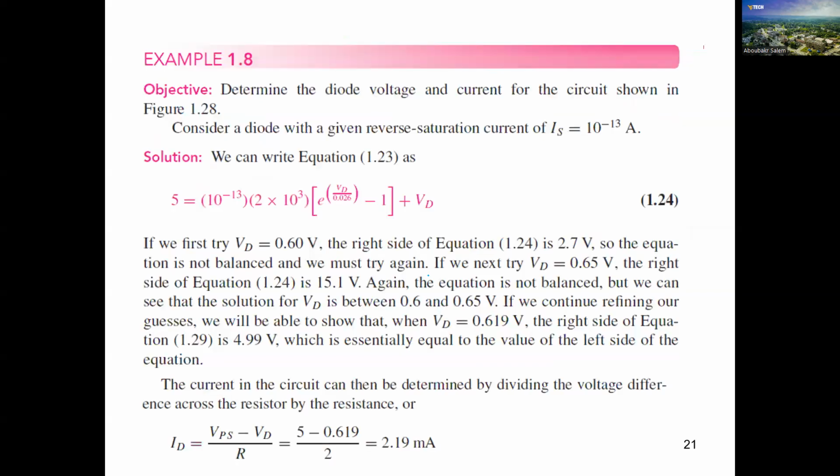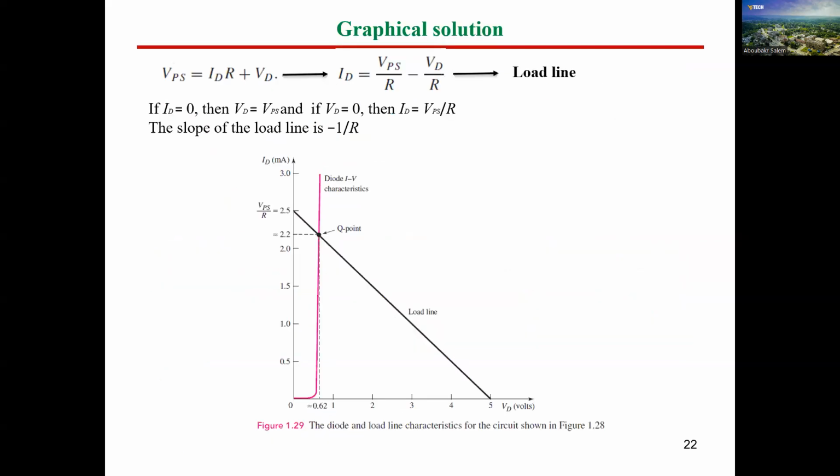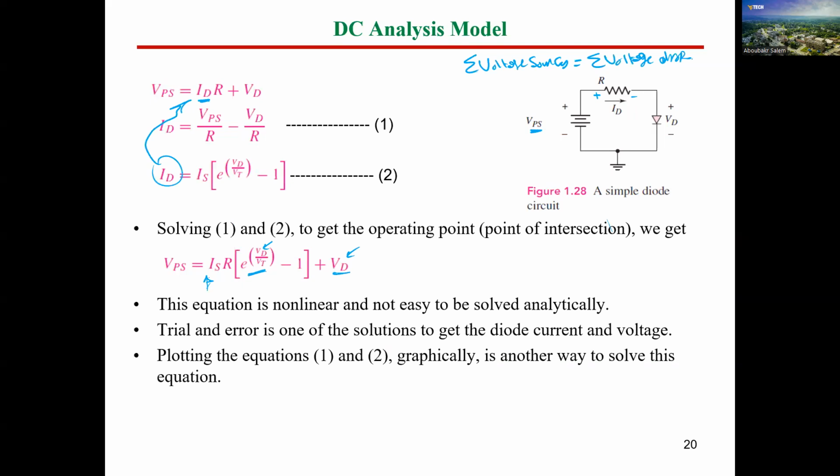Okay. Let's solve this example together. In this example, guys, we need to determine the diode voltage and the current for the circuit shown in figure 128. The figure 128 actually is the same circuit we had here. So this is our circuit, and we need to calculate the I and VD in order to draw the diode characteristics.